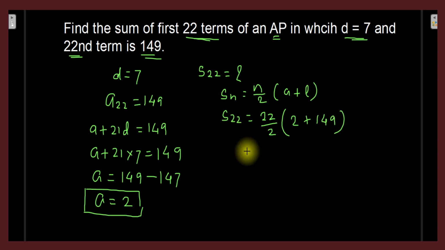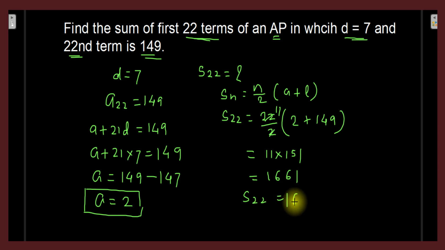And so S22 is equal to 2 1s are 2, 2 11s are 22, so it will be 11 multiplied by 149 plus 2, that will be 151. So which is equal to 11 into 151, that will be 1661. So S22 is equal to 1661. Highlight this, your answer, also.